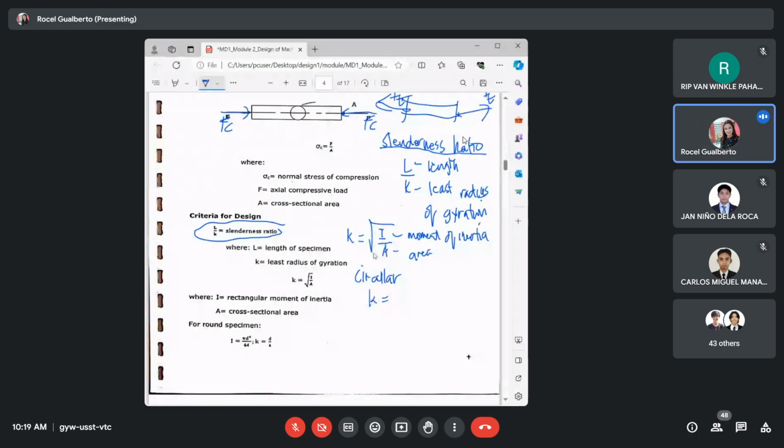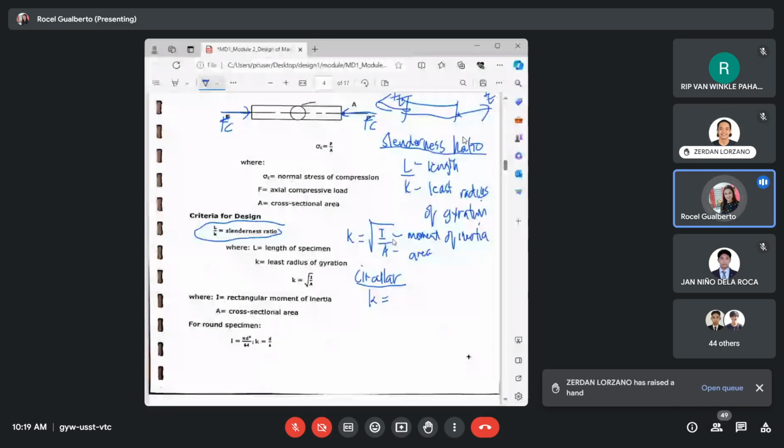Anyone? Hello? Ano po yung value ng I kapag po circular? Hello? Anyone? What about po the area? Ano po yung area natin if it's a circular cross-section?